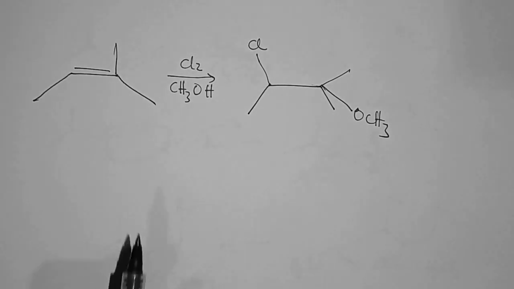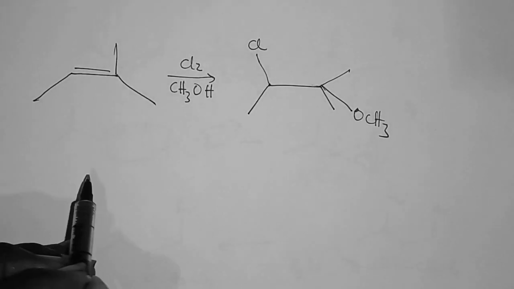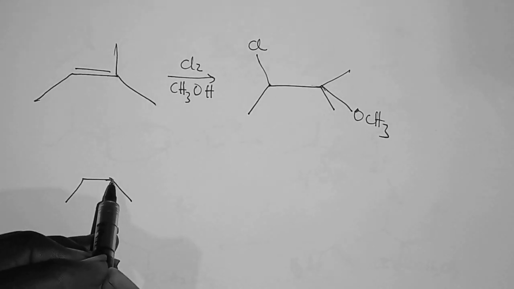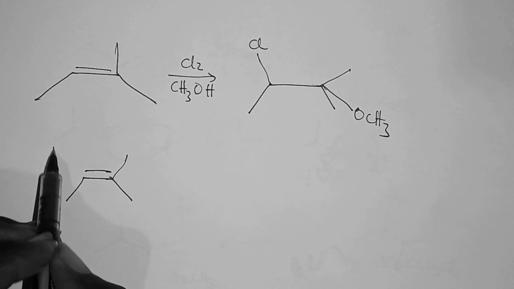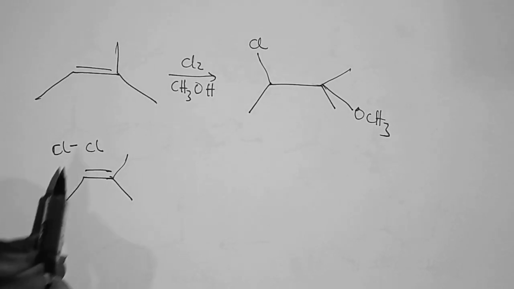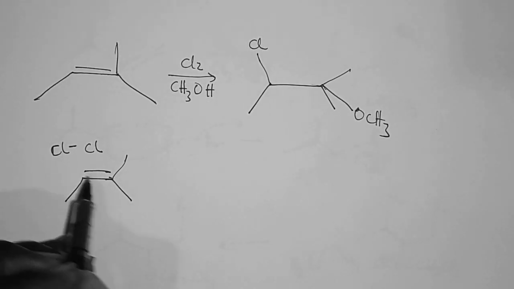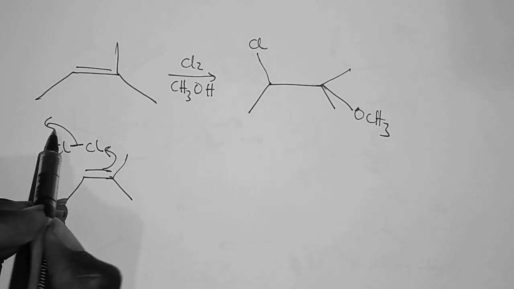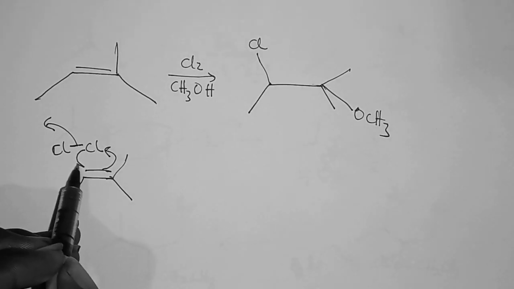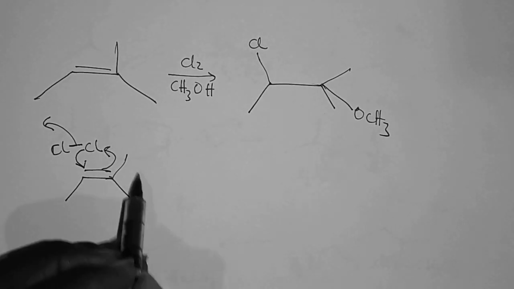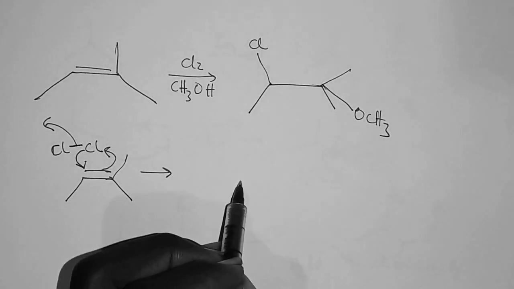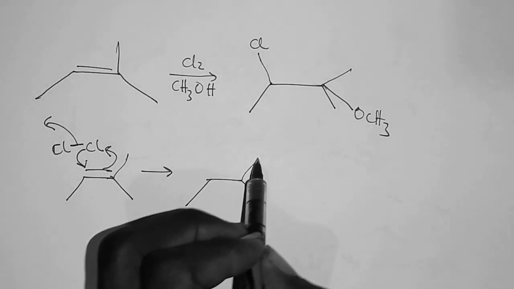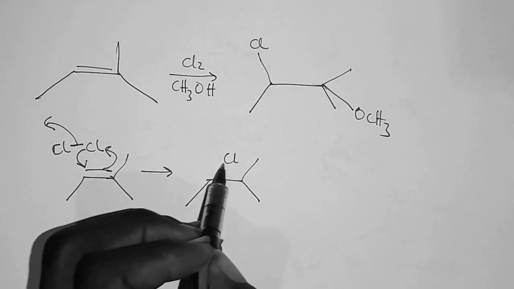So how will this mechanism happen? So we have a Cl2 here. So this one will attack the Cl, causing this one to move off. And this Cl will attack the adjacent carbon. So it will lead us into the cyclic ring. So there's a Cl here.